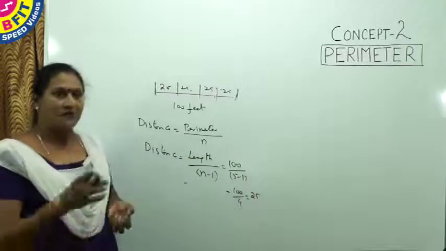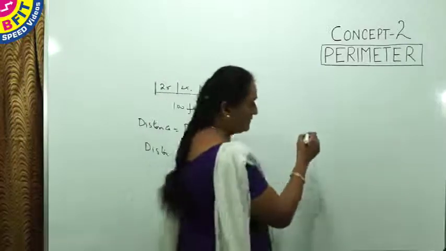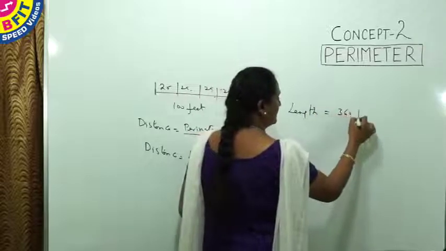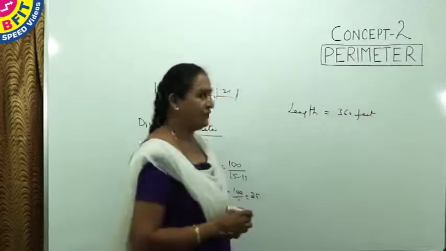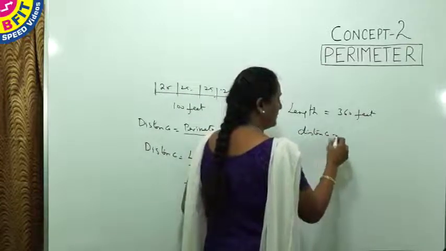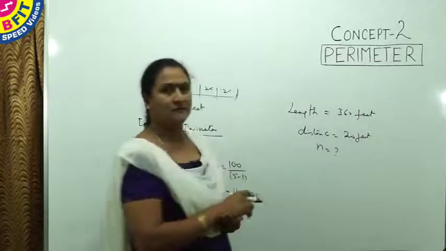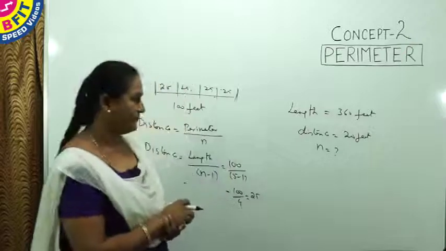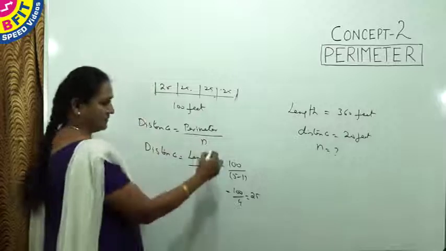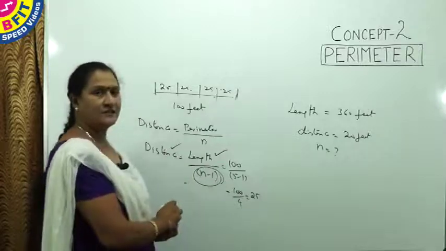Based on this, I'll give you one question which was asked in a previous exam. Here, the length of the road is given as 360 feet and the distance between the poles is given as 20. How many poles are required? Now what will be the answer? Length is given and distance is also there. In this, we need n minus 1. How to calculate this n minus 1?